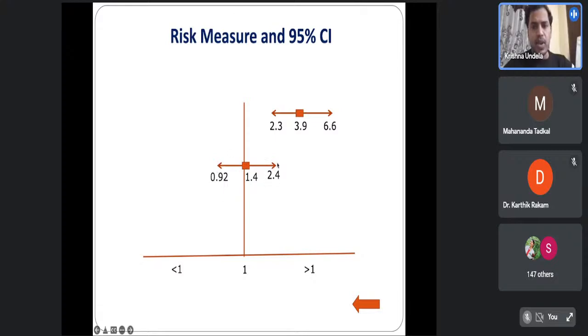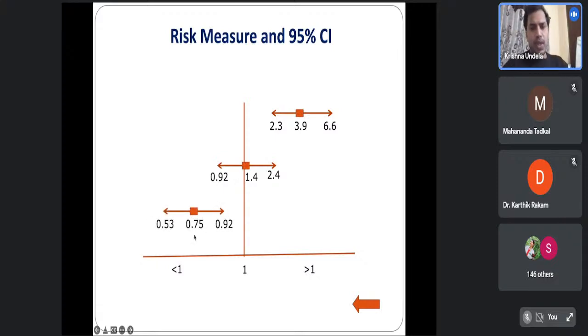Whenever the case is like this, we can say it is not significant. Even though the value is more than 1, it is not significant. I cannot say there is more risk here. Why? Because the value is found to be not significant. Okay, so let's see one more example.